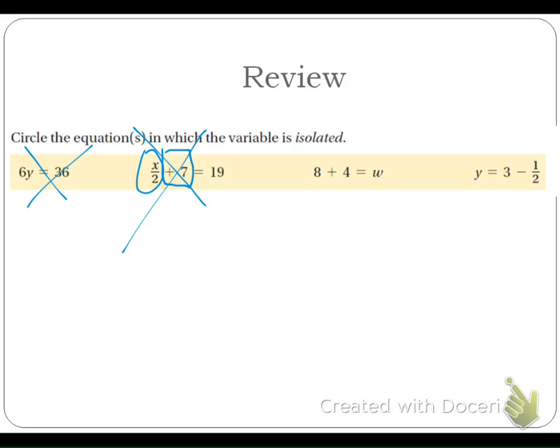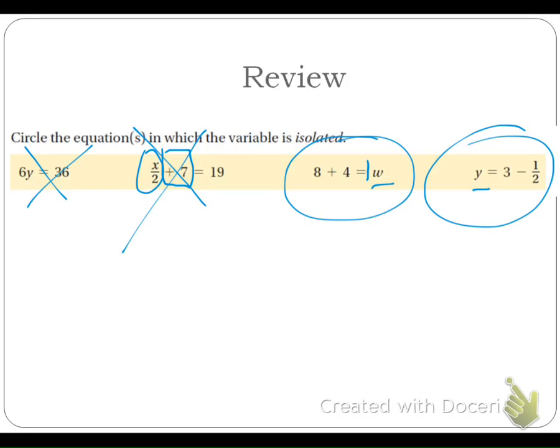In the third example, you have x plus 4 is equal to w. Notice that w is all by itself. It may have a coefficient, but it's 1, which is okay. This means this equation is isolated. In the last example, you have y is equal to 3 minus 1/2. y is on the left-hand side of the equation all by itself, so this equation is isolated.